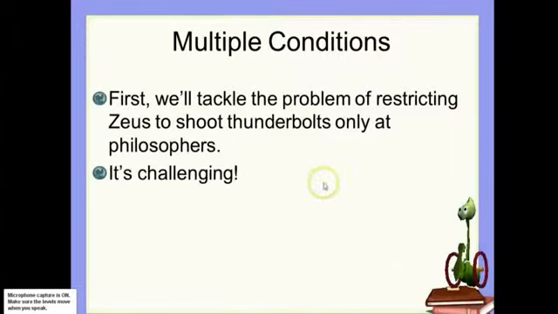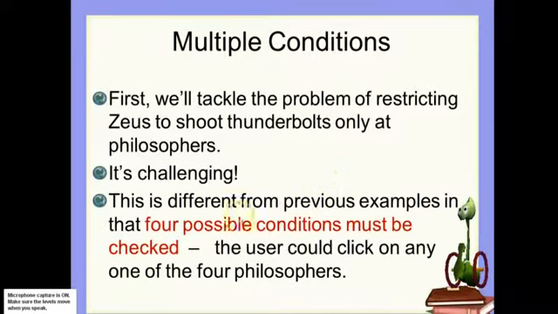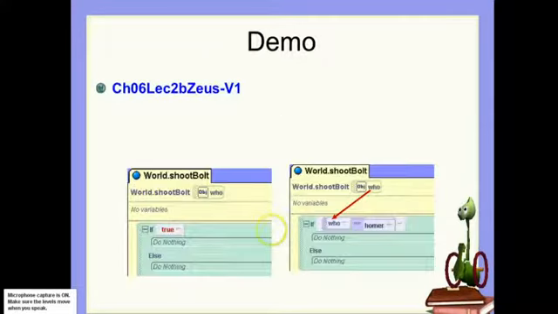So let's first deal with restricting the thunderbolts to go only to philosophers. This is not an easy thing. So 4 possible conditions must be checked, right? Is the thing that you're shooting at Homer? Is it Socrates? Is it Euripides? And I can't remember the other, Plato, I think. So those are the 4 conditions you'd have to check. Let's check it out and take a look at this, and we'll come back to the concepts.